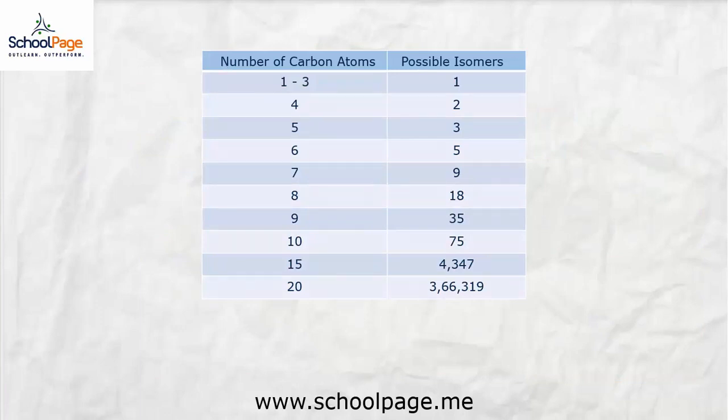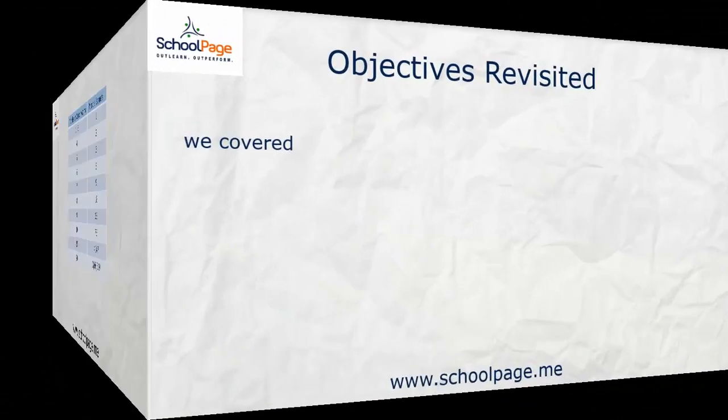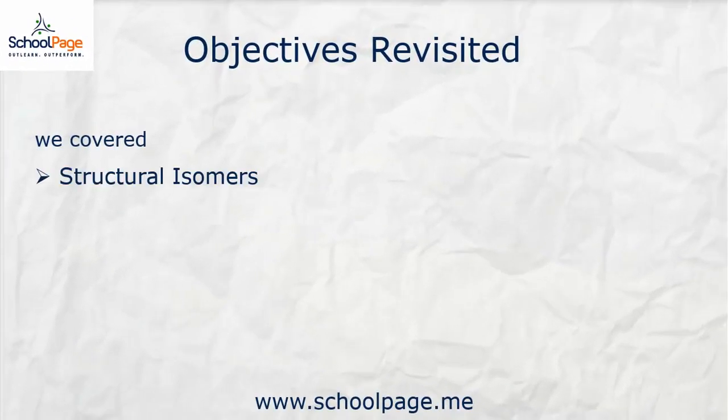Now observe the table carefully. The first column gives you the number of carbon atoms. The second column gives you the number of possible isomers. Note that as the number of carbon atoms increases in the hydrocarbon chain, the number of possible isomers will also increase. In this video, we covered structural isomers.